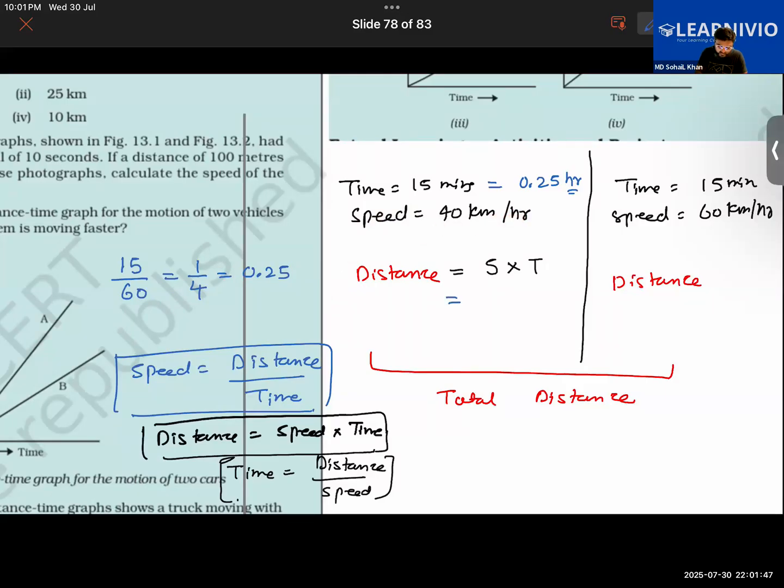Now distance will be multiplying speed with the time here. So speed is 40 and time is 0.25. Okay. 40 multiplied by 0.25 is how much? Exactly. So that is 10. And the unit is going to be kilometer. 10 kilometer.